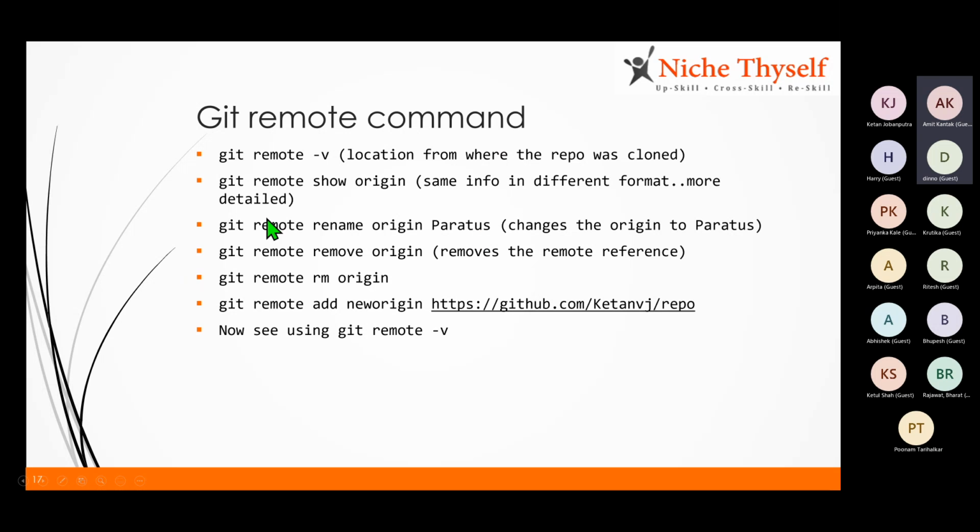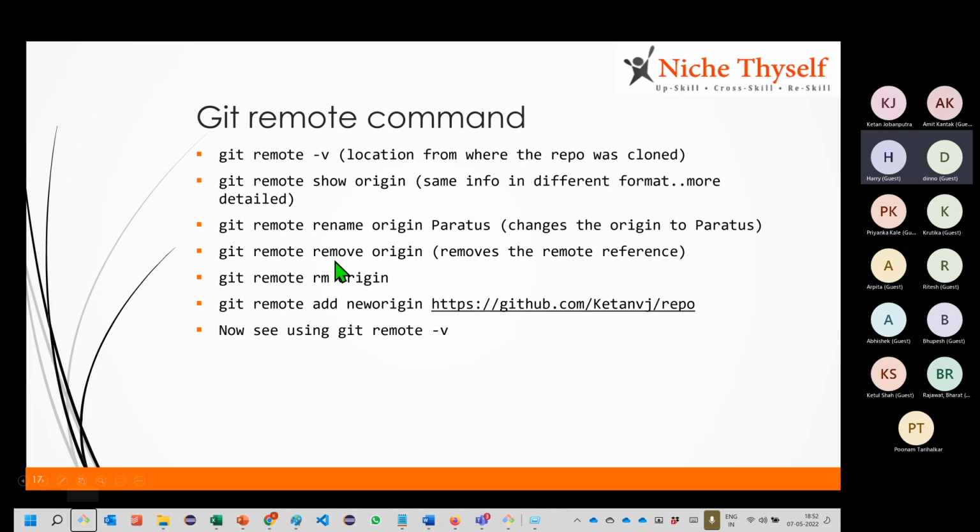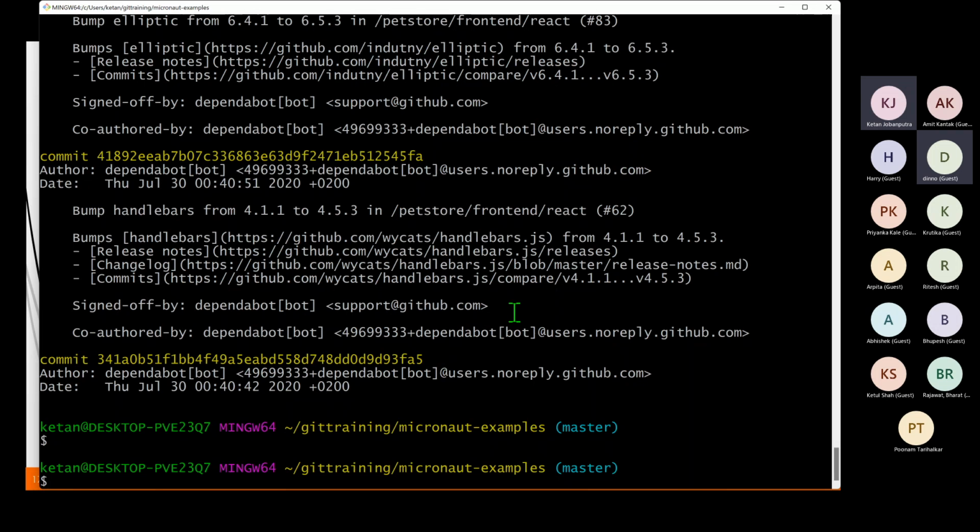So I can rename the remote or I can remove the remote. I don't want origin now, so I can remove the remote. There are two commands for removing, either the short form as rm or the entire command as remove. Okay, and then I can add a new origin. I already have origin. I can add another one also if required. So all of you can add one more origin if you want.